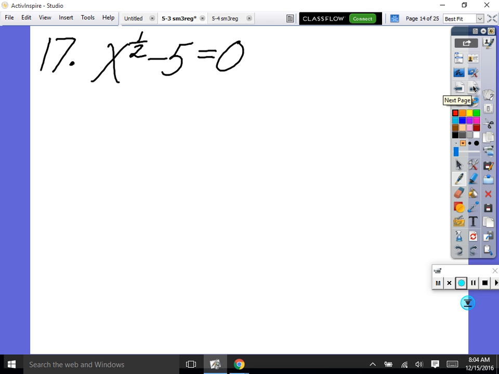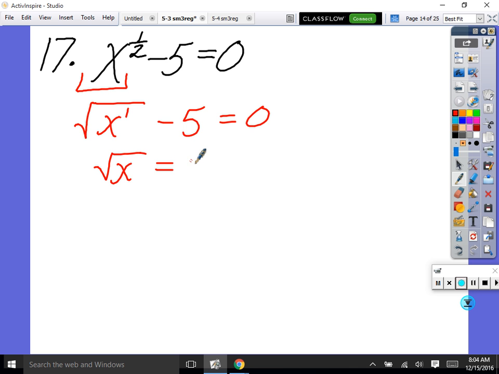First step is to rewrite it as a radical. So notice, this piece is the square root of x to the first. Then we have minus 5 equals 0. Okay, first step is isolate the radical. We'd add 5. So square root of x equals 5. Now we've got to undo the square root. So square both sides. So x is equal to 5 squared, which is 25, and that's it.